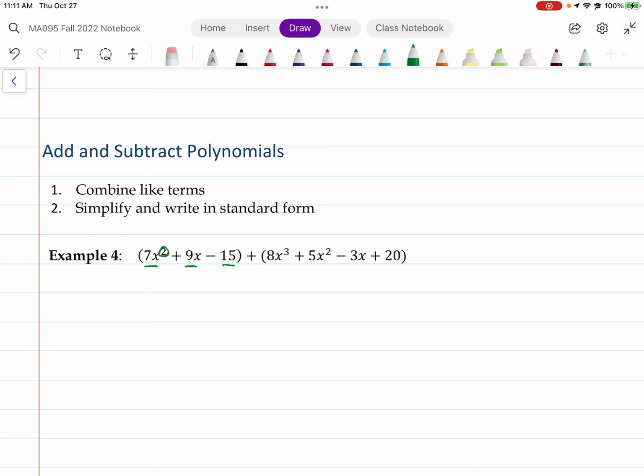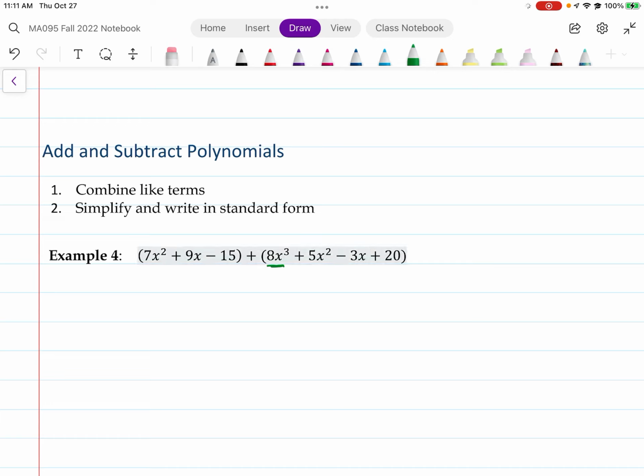So this is to the second, to the first, and then a constant term. So it's easier to find the degrees of things. So look for the highest degree first so you can find matching things. Over here I have squared on the left, and here I have cubed. So I am just going to put the 8x cubed first.